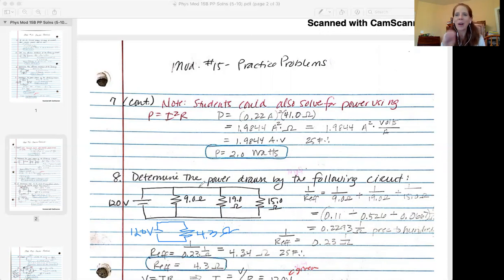So that is how you simplify resistors that are in parallel. That's the process by which you do it. The significant figures are a little tricky because it's adding and dividing, but that's how you're going to work those out. So hopefully that is helpful for you.